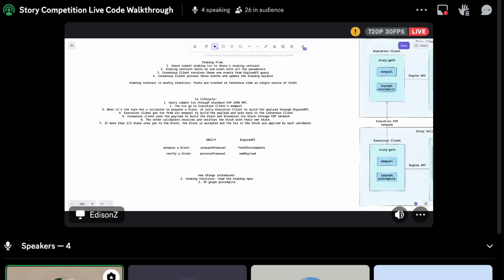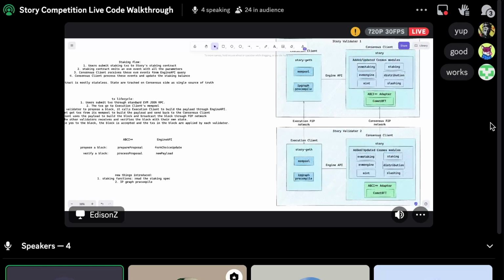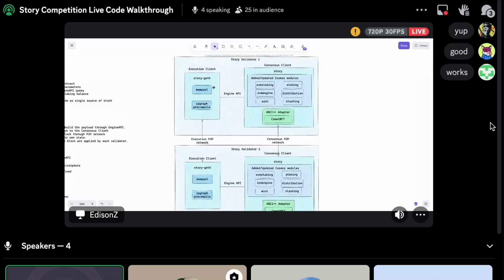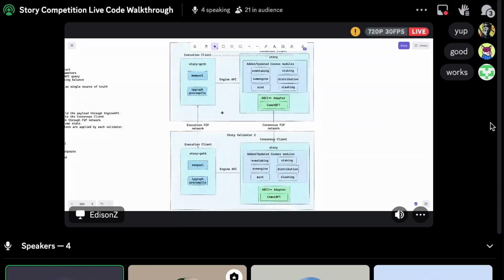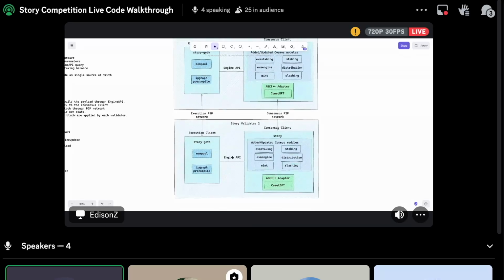Okay, yeah. So I just went through this diagram, which is the high-level architecture. Here are two validators, and each of them has an execution client and a consensus client, and the two clients communicate with the Engine API. On the consensus client side, CometBFT is the consensus algorithm running Tendermint consensus. On top of that, there are Cosmos SDK modules that we added. There are also some default ones we didn't change, but these are the ones that we touched.